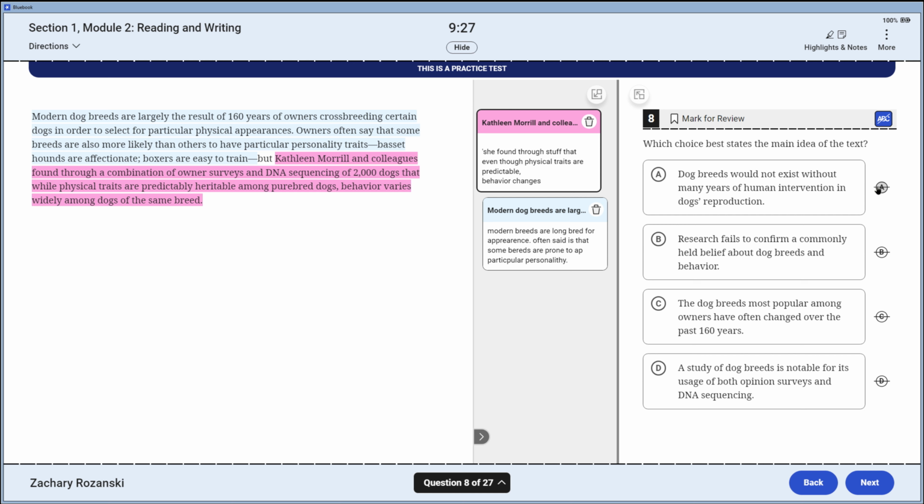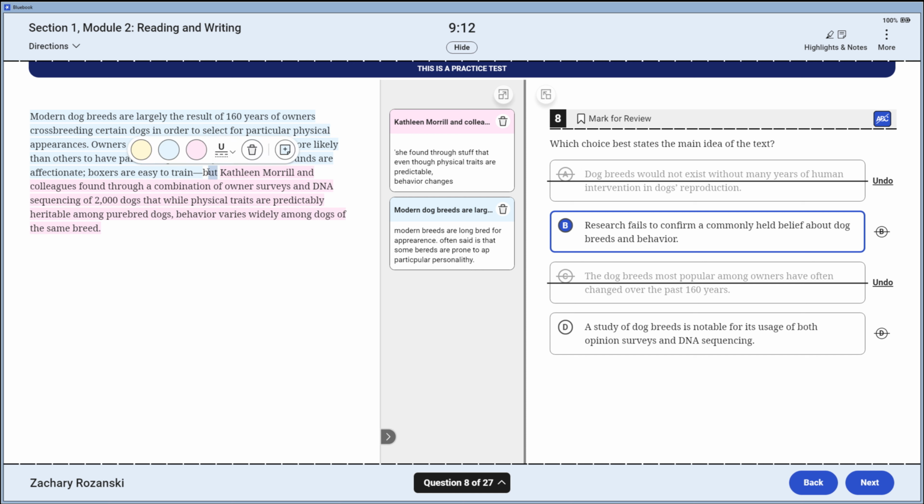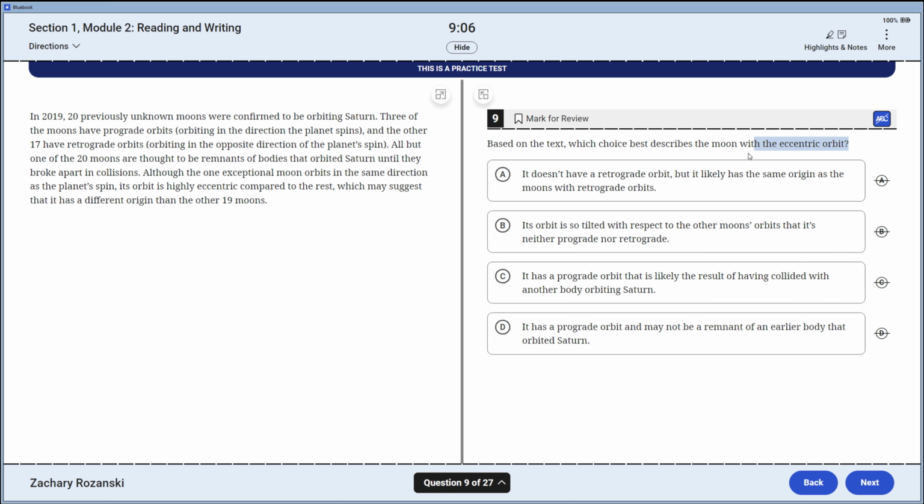Dog breeds would not exist. I mean, that's absolutely true, and we wouldn't exist without them, but that's not the main idea. Fails to confirm that absolutely maps on. The dog breeds most popular have changed. While that might be true, that's not engaging with the text. The study of dog breeds, no, it drops the signal element of "but," and I don't like it. B wins.